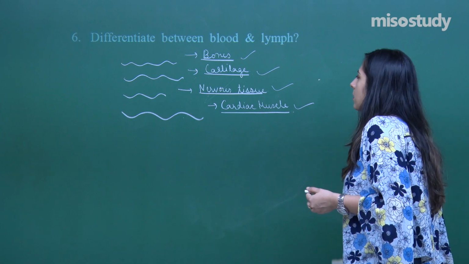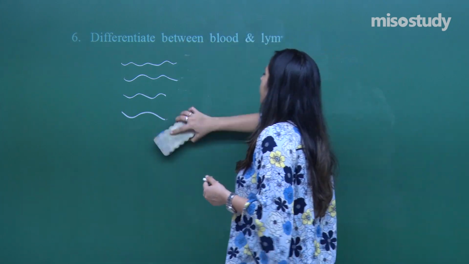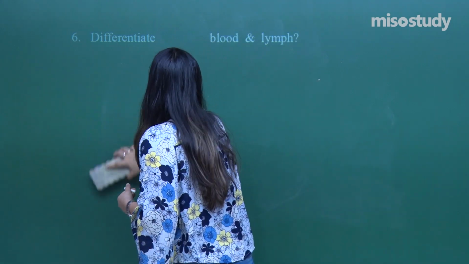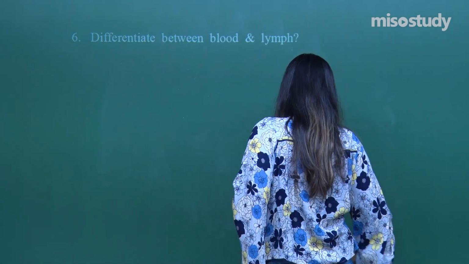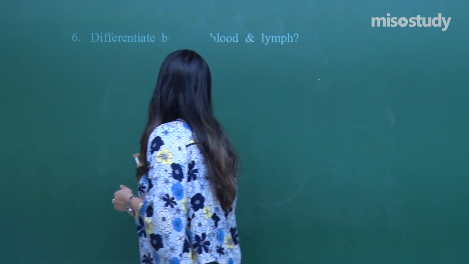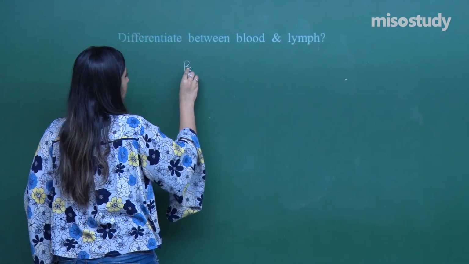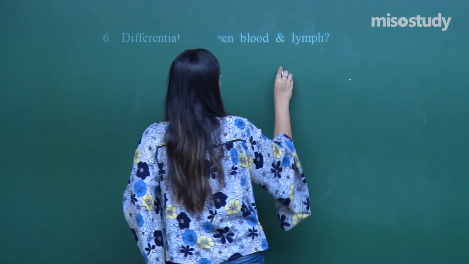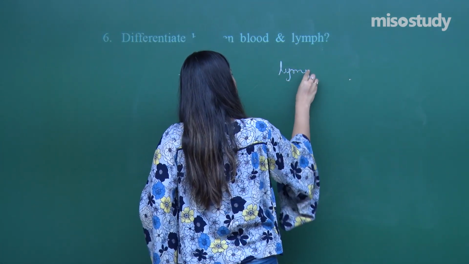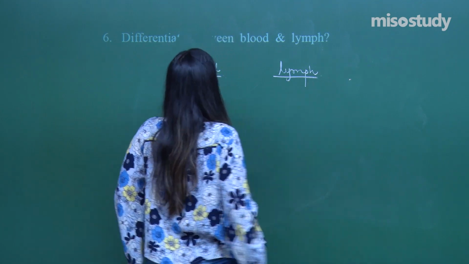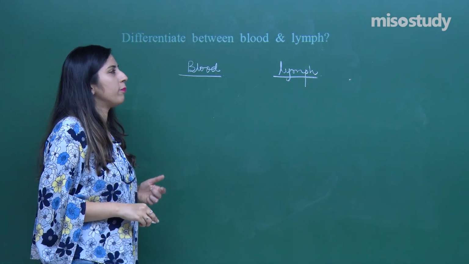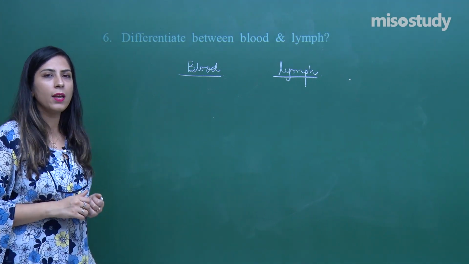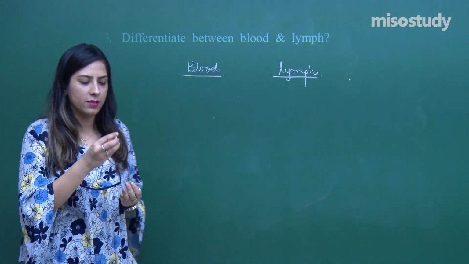Question number 6. This is also of 2 marks, that is to differentiate between blood and lymph. Very direct question, very easy also. Let's first discuss the color of blood. What is the color of blood? The color of blood is red. Why? Because they have RBC present in them.